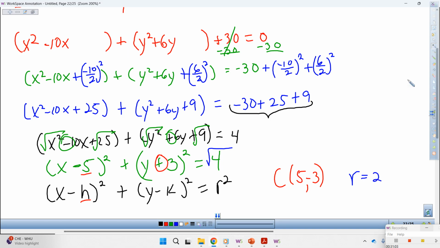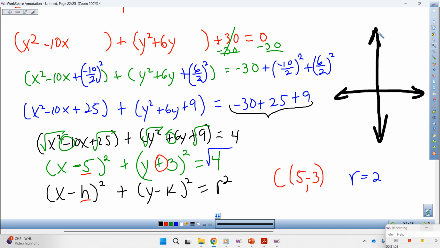So now, wait. Last part, here we go. Promise. I'm going to graph this. My center is at 5, negative 3, yes? 1, 2, 3, 4, 5. 1, 2, 3. So there's my center, yes? What is my radius? 2, that means 2 steps in all directions. 1, 2, 1, 2, 1, 2, 1, 2, and then you sketch your circle.